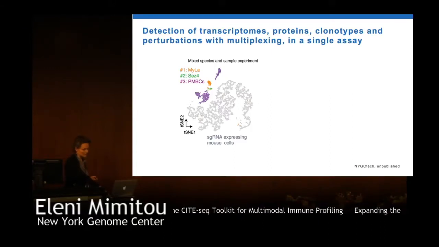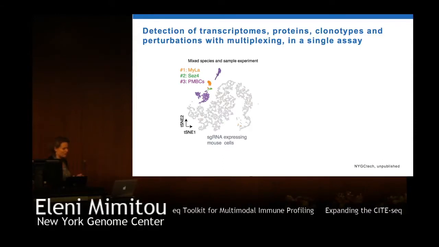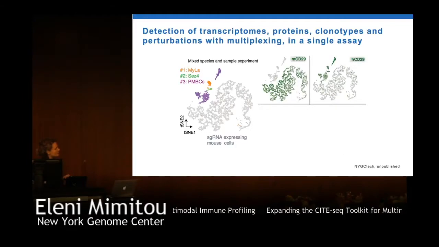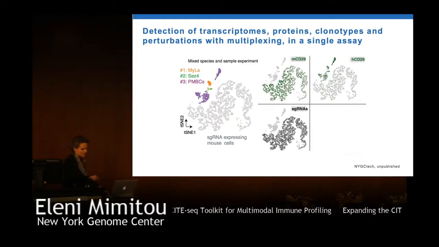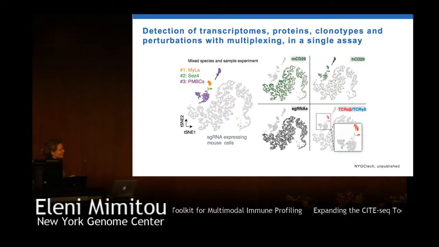Now, we wanted to overlay all the information we had for each single cell in this experiment. This is the CITE-seq staining, specific for the species: mouse CD29 stained mouse cells, human CD29 stained human cells. Guides were only present in the mouse cells, as expected, and finally, TCR alpha beta and gamma delta were present in the PBMCs and the 2 lymphoma cell lines. And again, you see the clonality, so these are the top 2 clonotypes for the 2 lymphoma cell lines, and they're much more clonal in these cell lines than in PBMCs.